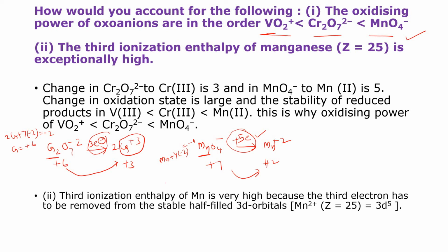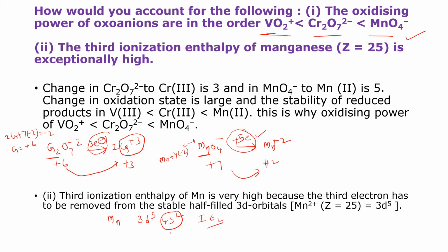Next, the third ionization enthalpy of manganese is very, very high. What is the reason? We know manganese configuration is 3d5 4s2. If you want to remove 2 electrons here, that is very simple. So for this one, IE2 is okay.